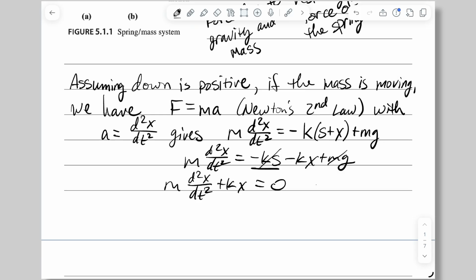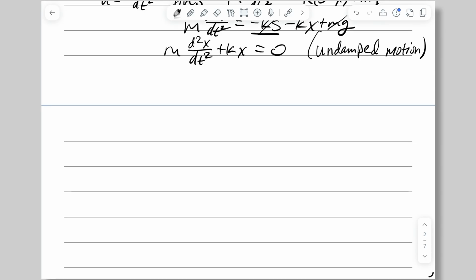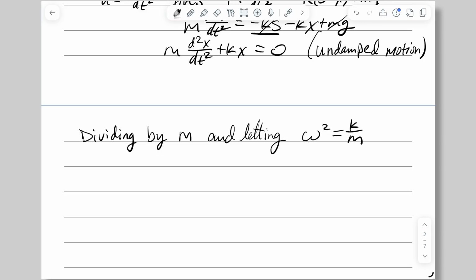I'll give a little caveat. This is for undamped motion, and nothing's actively pushing on the system. That said, we're going to solve this equation for every spring system for which this is a model. First, we're going to divide and substitute. If we divide this equation by m, then we end up with a term k over m times x. And if we let omega squared equal that k over m, why omega squared? You'll see. That will yield d2x/dt2 plus omega squared x is equal to 0.